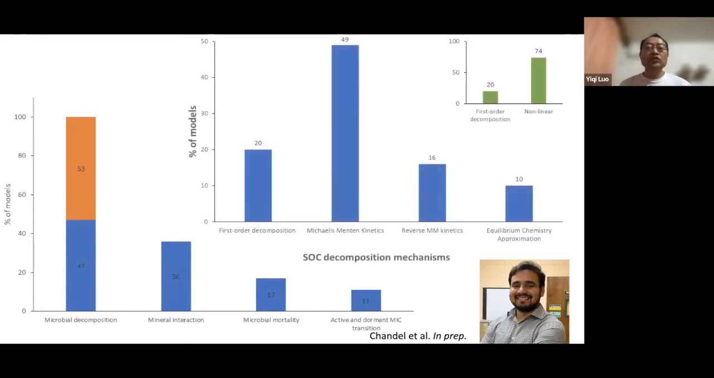He also showed that for microbial decomposition, most of them use so-called Michaelis-Menten kinetics. Some of them use the reverse Michaelis-Menten kinetics, and a few use the equilibrium chemistry approximation. So the majority of them use nonlinear Michaelis-Menten kinetics or reverse Michaelis-Menten kinetics.